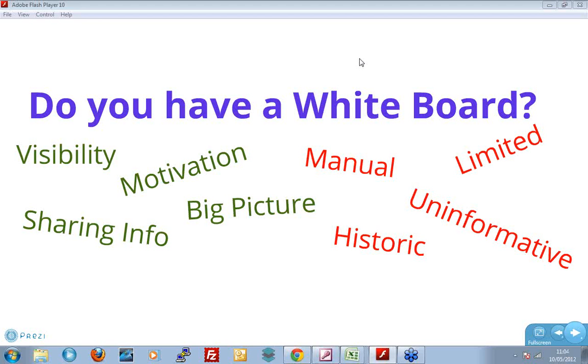It's also quite useful in terms of motivating staff, in terms of if you write your name and lots of activity beside your name, everybody can see it or not. It's about giving you big picture information. It's about sharing information. But there's all sorts of disadvantages to whiteboards, and I don't really like them that much. They're manual, so it requires somebody to actually stand up and physically fill in the information. If they don't do it, then it's not up to date. It's very limited.